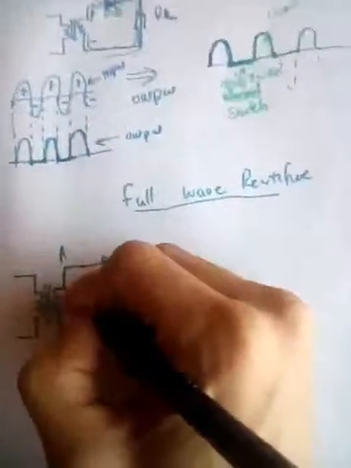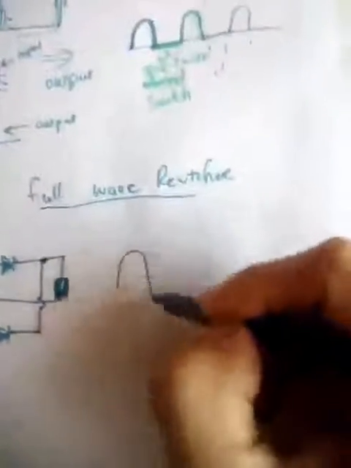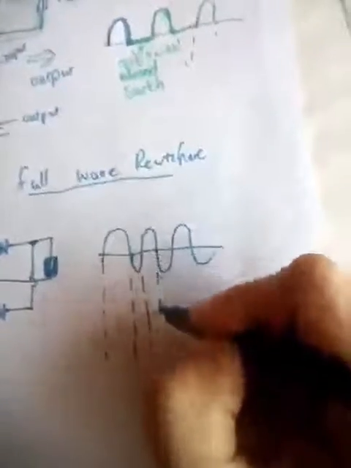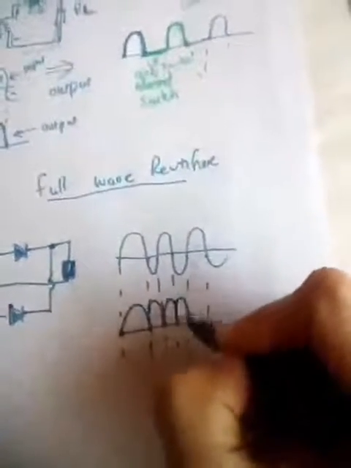Then there's a B and a C, and a resistor. In this case, if you look at your input, again, the input will be an AC waveform. In this case, your output will look like this. It will conduct for every single cycle. What do I mean? For the positive and the negative.